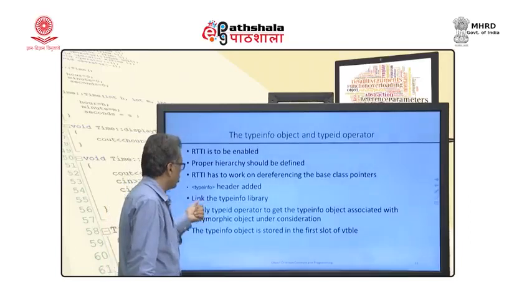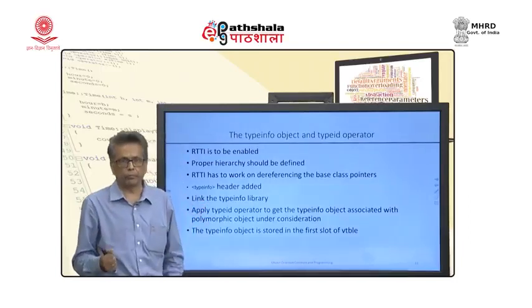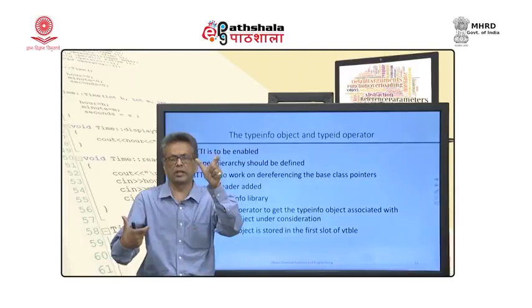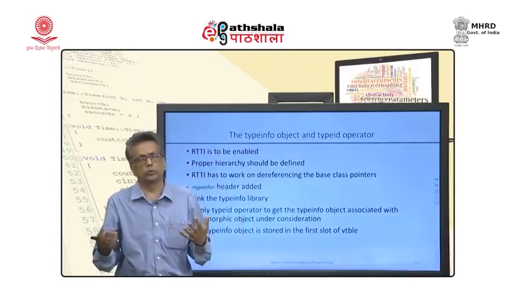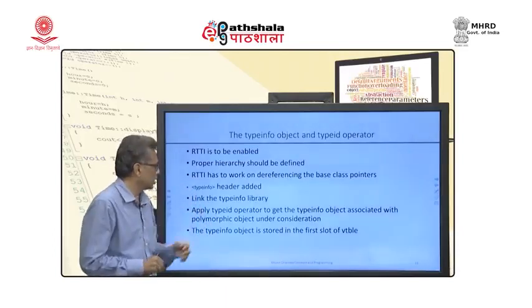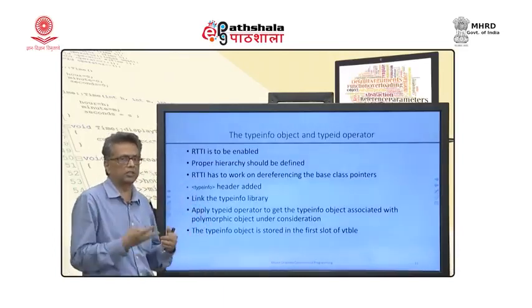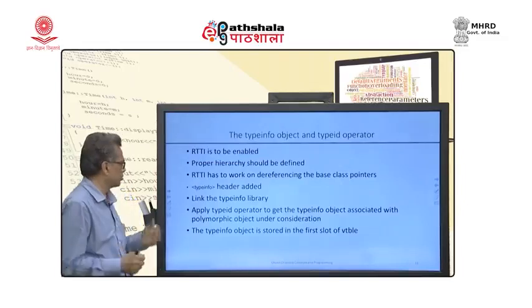We also have to link the type info library. There are 2 requirements, the type info header as well as the type info library, and when you include both of them, you get some advantages. What are those? We will soon see. There are 3 operations that we can provide, which can enable us to do many things.